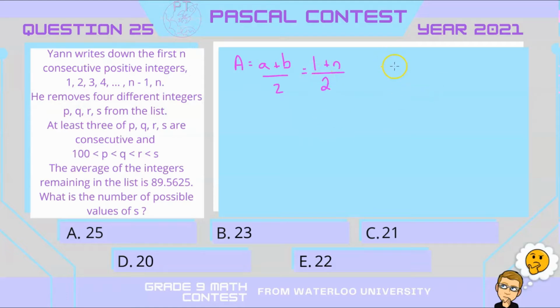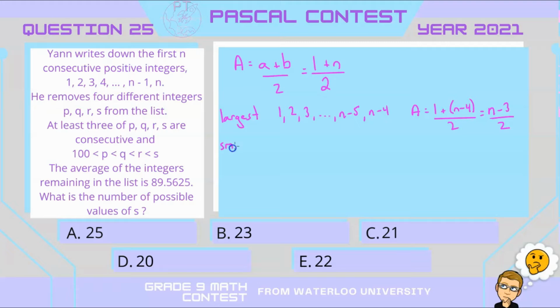Now let's say we remove the 4 largest integers. So if Jan removed the 4 largest integers, then our set would start at 1, 2, 3, and go all the way up to n minus 5 and n minus 4, and that's it, because we removed the 4 largest ones. So that would mean the average of that is 1, the first one, plus the last one, n minus 4, divided by 2. And that can be reduced to n minus 3 over 2.